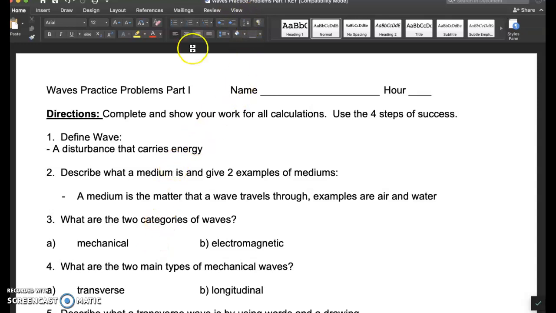Just talking through the practice problems posted here. I typed in a lot of stuff already, and I'll just talk through it.